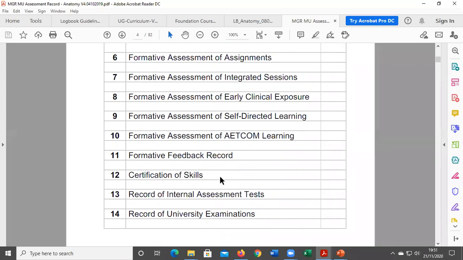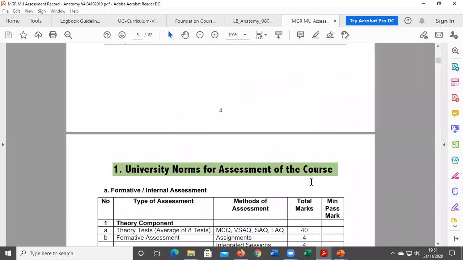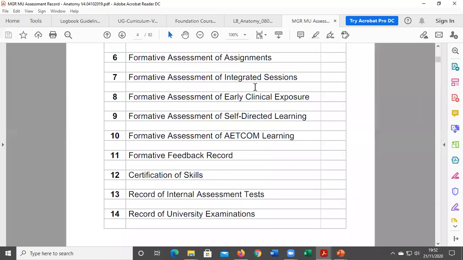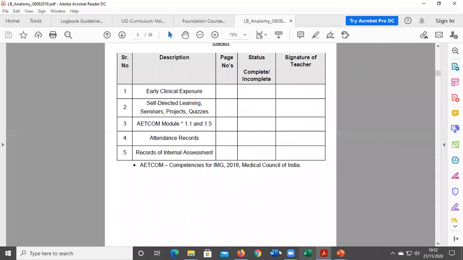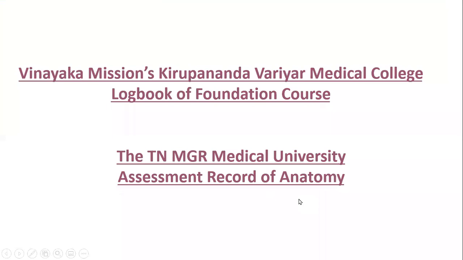So certifiable skills which are mentioned will be recorded here, followed by record of internal assessment tests and also record of university examinations, because this will be a comprehensive thing for the first year, and this is for the subject of anatomy here. So all the record at a glance will be available in this particular document, but it's huge and comprehensive. So if it is implemented, it will be very nicely done. Okay, so I've gone through the table of contents. Let's move further.